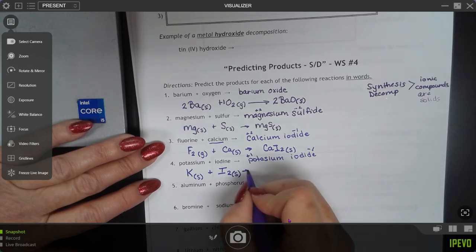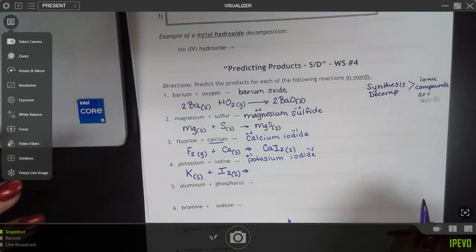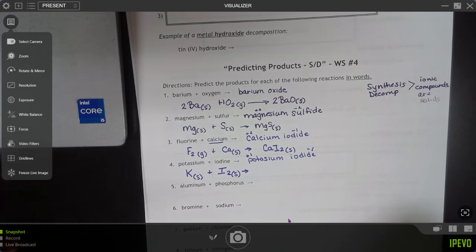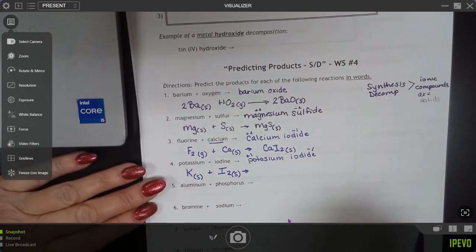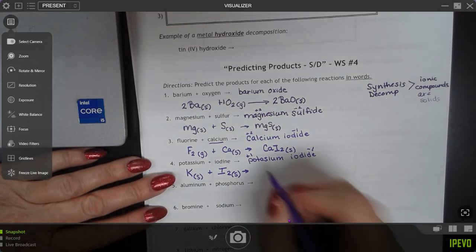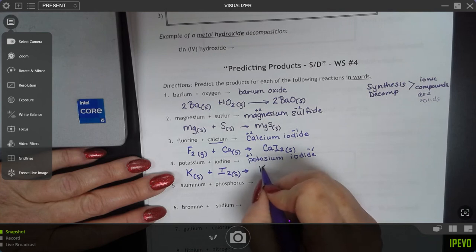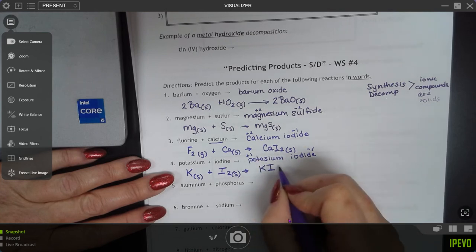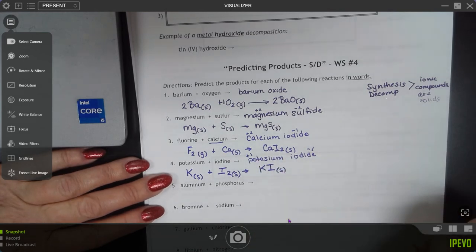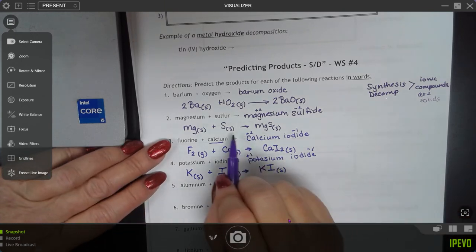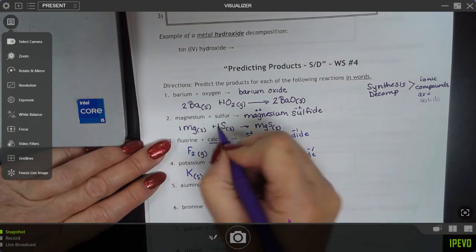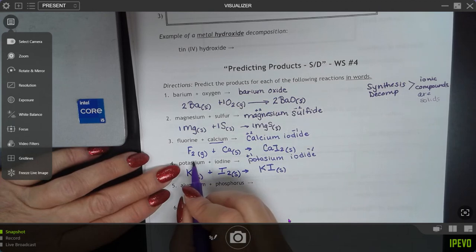Remember, there are only 2 liquids, mercury and bromine, and the gases that we're going to see are hydrogen, nitrogen, oxygen, fluorine, and chlorine. Everything else is going to be a solid when you're talking about the element. So this is going to give me KI because they're both 1, solid. Oh, shoot, I forgot to balance. This one is balanced.